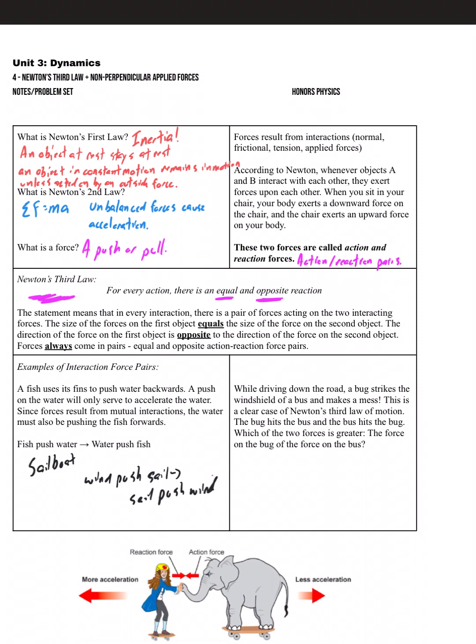So one of the questions that will always be asked on tests and quizzes is which of these two forces is greater, the force of the bug on the bus or the force of the bus on the bug? And once again, Newton says they are equal. They both experience the same amount of force on each other. The trick, what happens here, is the bug is accelerated at a far greater rate than the bus is.